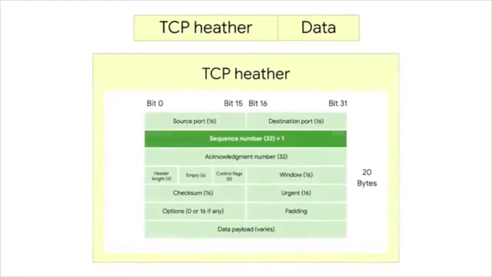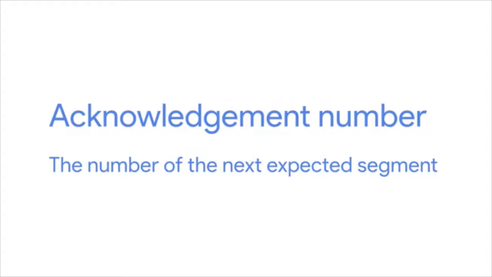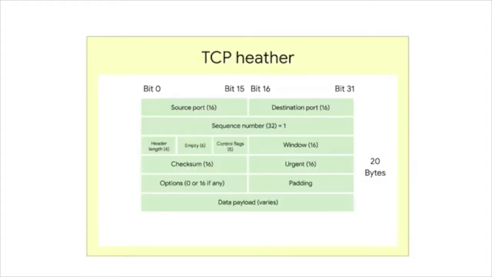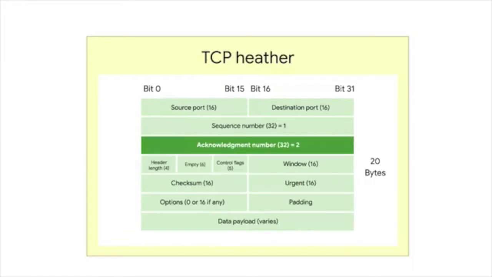The sequence number in a header is used to keep track of which segment out of many this particular segment might be. The next field, the acknowledgement number, is a lot like the sequence number. The acknowledgement number is the number of the next expected segment. In very simple language, a sequence number of 1 and an acknowledgement number of 2 could be read as: this is segment 1, expect segment 2 next.